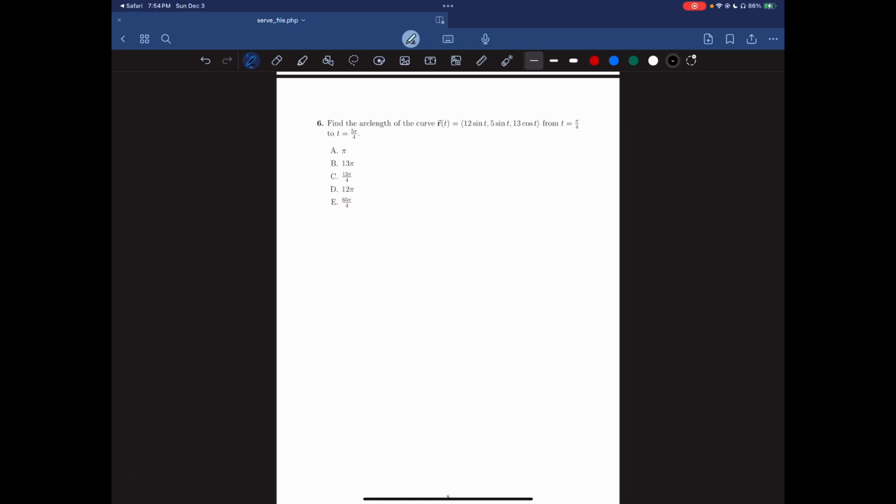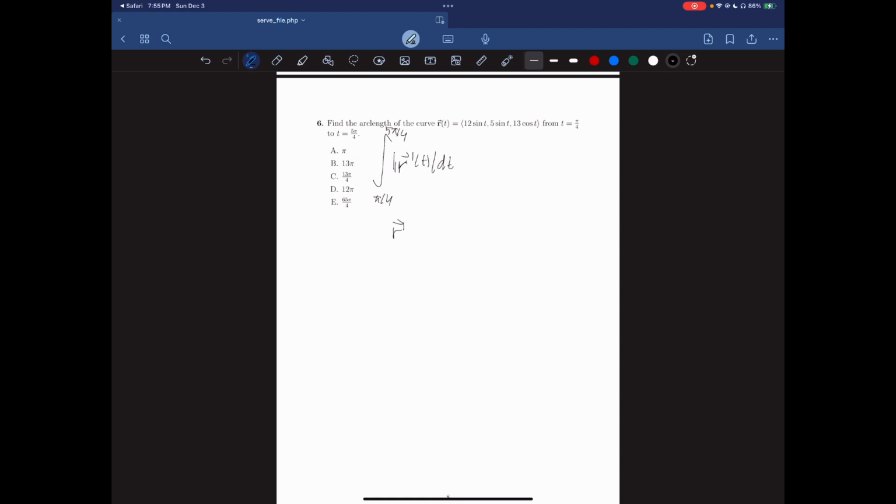Number 6, find the arc length of the curve r of t equals 12 sine t, 5 sine t, 13 cos t from t equals pi over 4 to t equals 5 pi over 4. Okay, so we know to find arc length, it's just the integral from some t, I'm just going to leave it empty for now, of the magnitude of r prime of t dt. And of course, you need to fill out the bounds, which are pi over 4 to 5 pi over 4.